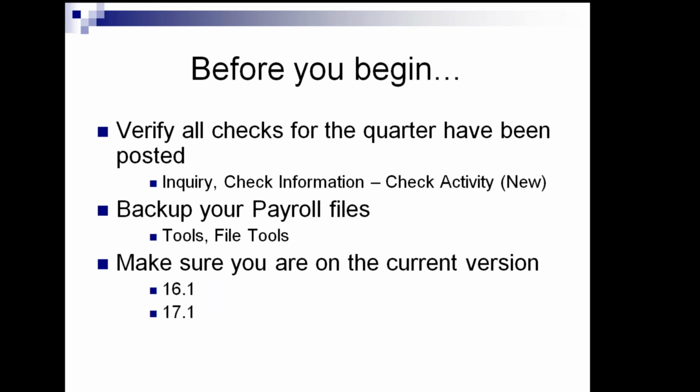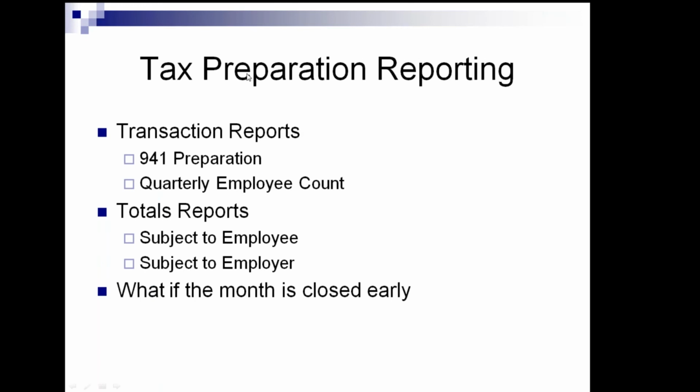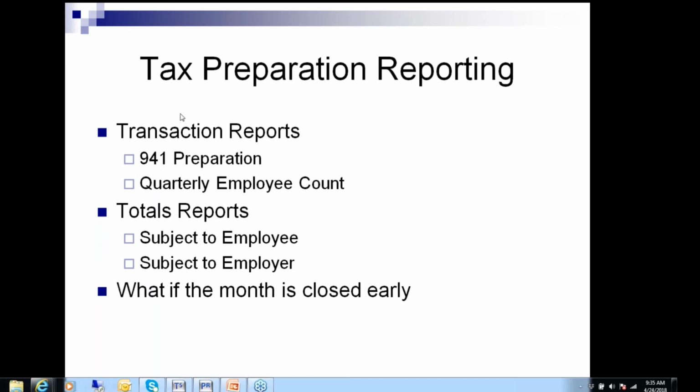Okay. Now, the next thing that you're going to want to do is run some reports inside Sage to get ready to run the actual quarterly reports through Atrix. So we're going to take a look at some of these reports and talk about when you'd use them, how you'd use them. We're going to look at the 941 preparation report. We're going to take a look at the quarterly employee count. Some states require that you report how many employees you have working at your business each month.